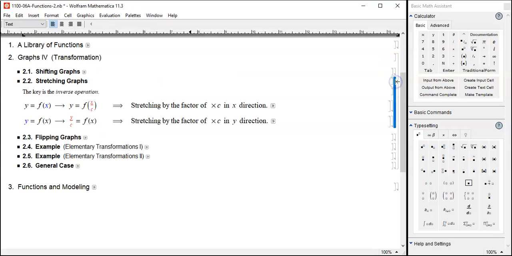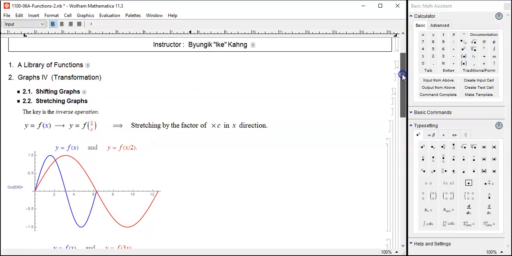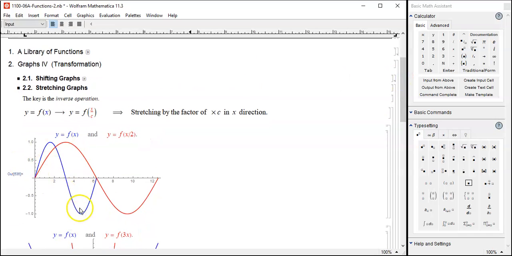Next, stretching. Again, the key is the inverse operation. Here's an example. Horizontal stretching by a factor of 2. We have the blue graph, but I stretched it horizontally and doubled it. Double the horizontal length. So this one goes to 0 to 6.2 something, but as a matter of fact, this one is 2 pi, and then stretch it by 2, so it goes to 4 pi.